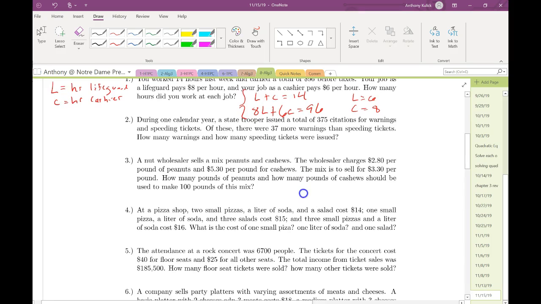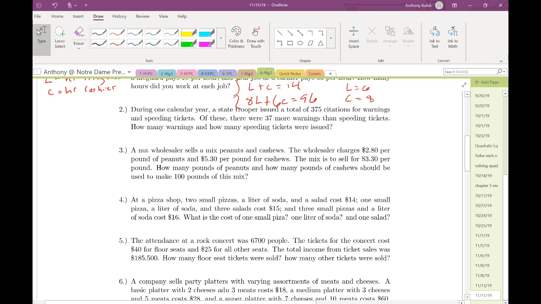Let's look at the next one then. Again, it seems to me like the bigger issue is going to be writing the equation, right? That's certainly what it appeared in the previous class. The second problem says, during one calendar year, a state trooper issued a total of 375 citations for warnings and speeding tickets. Of these, there were 37 more warnings than speeding tickets. How many warnings and speeding tickets were issued?